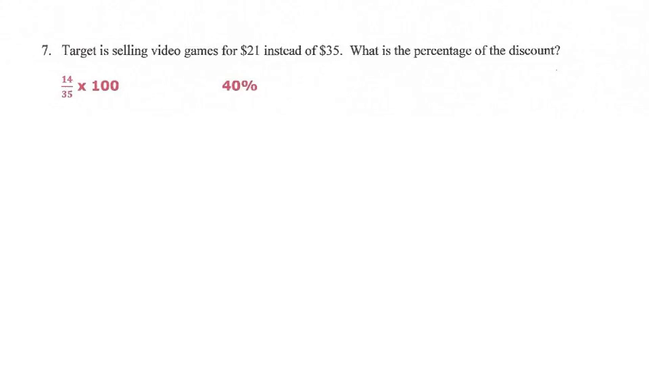Number 7. Target is selling video games for $21 instead of $35. What is the percentage of the discount? Here you can take the difference between 21 and 35 over the original, which is 35, multiply it by 100, and the percent of discount is 40%.